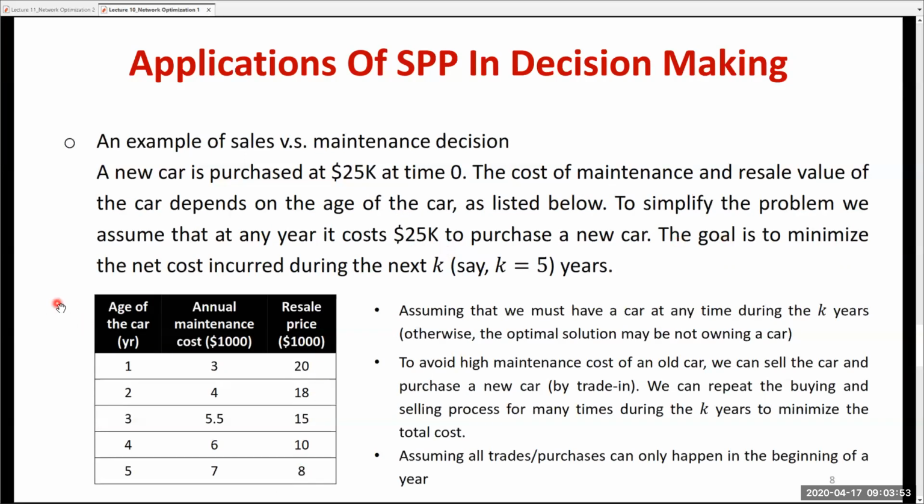The goal is to minimize the net cost incurred during the next K years, let's say 5 years. I chose 5 mainly because I know most students will graduate in 4 to 5 years. That's why this is something like a plan to minimize your net cost about the car, let's say during the whole undergrad. Suppose you just enrolled at NDSU, for example. And we can see something here.